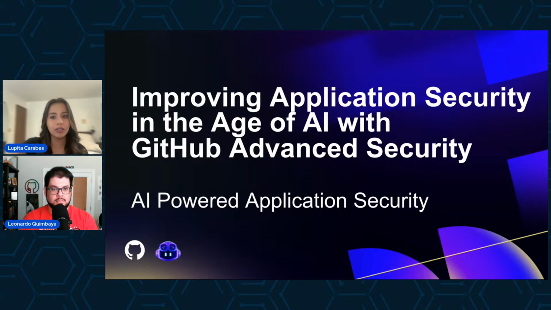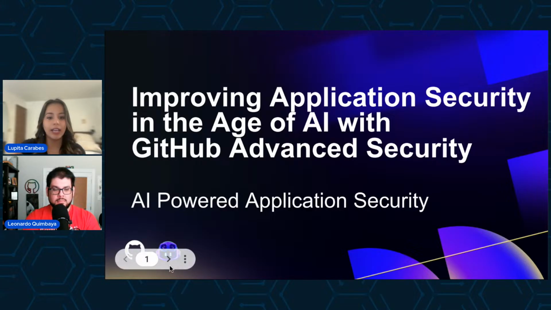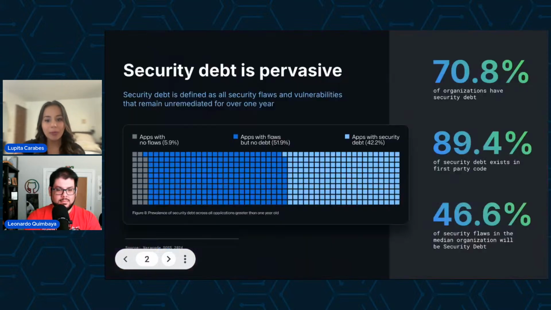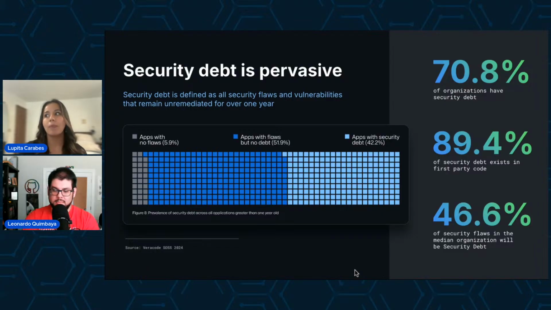So let's talk about application security, right? In the age of AI. I know last week we got to learn a little bit about vibe coding and what some of our partners are doing in the space and how we can help developers think about security first. But I think the big overarching why is this important is obviously because security debt is pervasive.